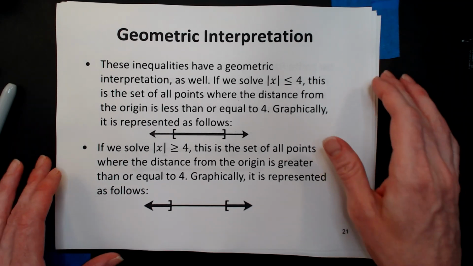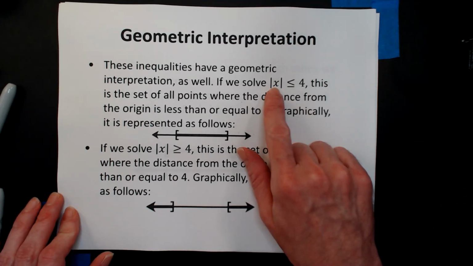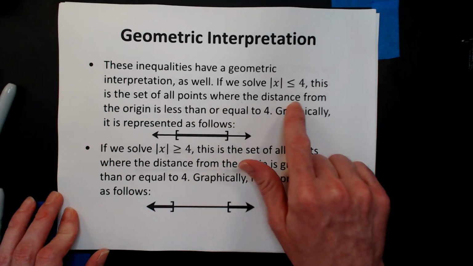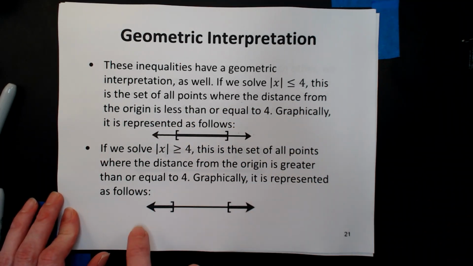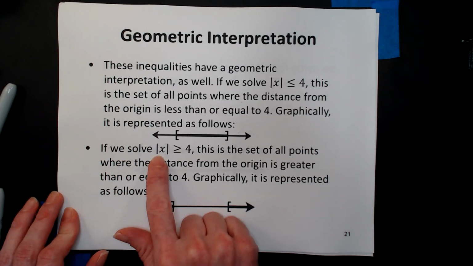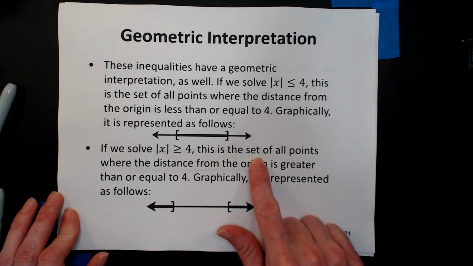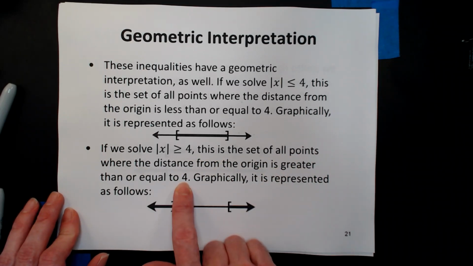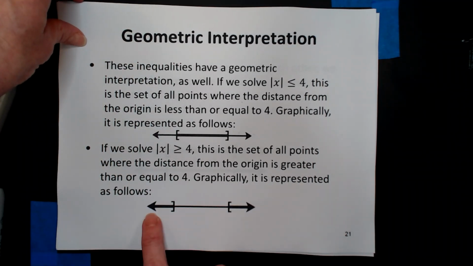So, these geometric interpretations: if we solve the absolute value of x is less than or equal to 4, this is the set of all points where the distance from the origin is less than or equal to 4. Graphically, it is represented as follows. I mentioned this before. If we solve the absolute value of x is greater than or equal to 4, this is the set of all points where the distance from the origin is greater than or equal to 4. Graphically, it represents the following, where we want to be more than 4 units away.